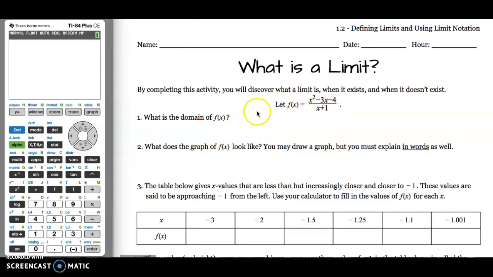So today we're going to discover what a limit is, when it exists, and when it doesn't exist. To do that, the first thing we have to consider is this rational function and its domain.